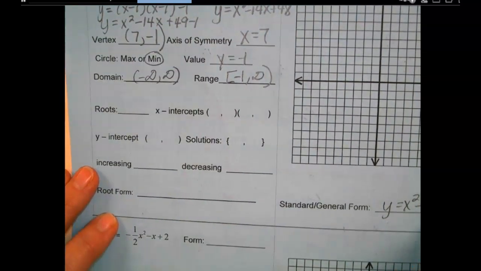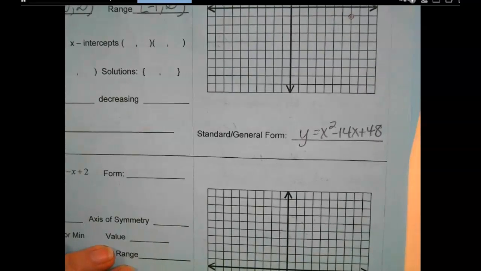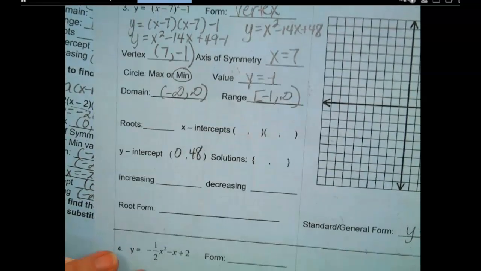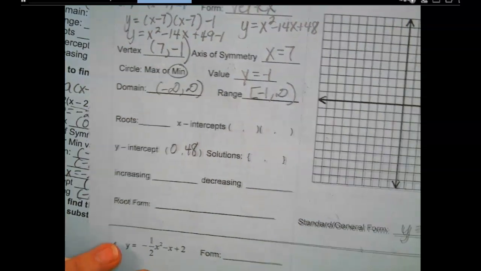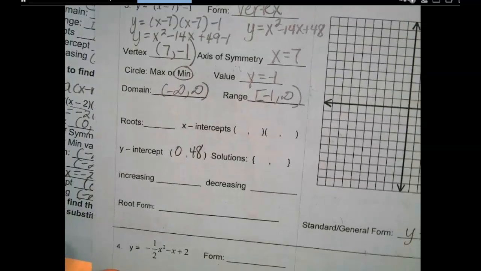So here's another check. Oh yeah. So if this is in standard form, what do I get from standard form? Y-intercept, and what is my y-intercept? 0, 48. We like that. Next, the last thing I need is the roots, and I have to factor.